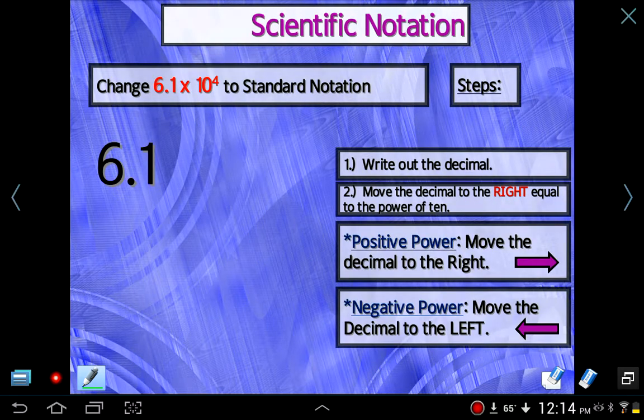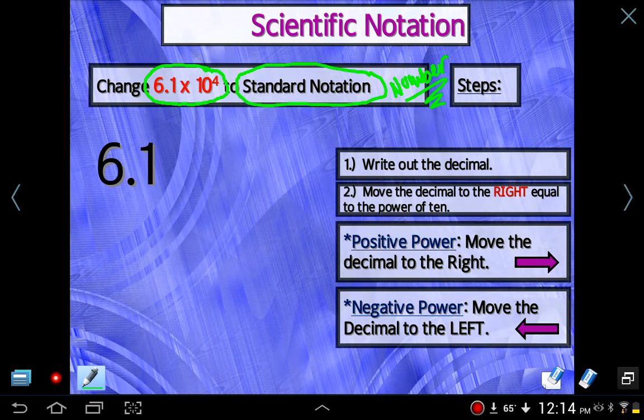Let's go ahead and get into our first one. Okay, now what we have is a problem here that's in scientific notation already. I want to change it to standard notation. Standard notation just means write it as a number. What is it going to look like when you move all that stuff? It's going to be a number. That is the deal.